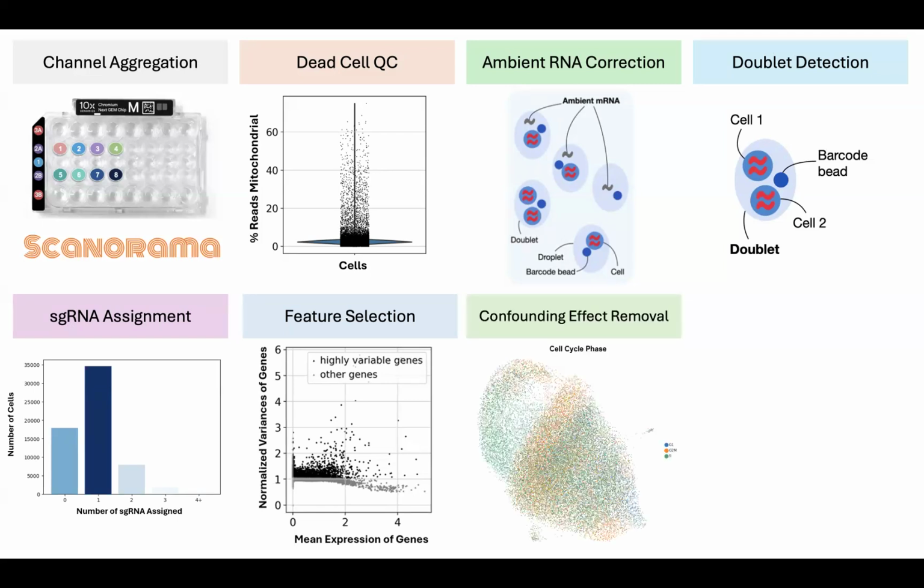Once you do feature selection, we also have to do confounding effect removal. A lot of the confounding effects in single cell can simply be traced back to what phase of the cell cycle each cell is in.